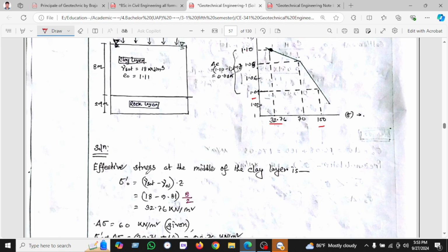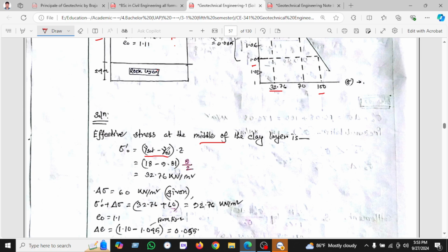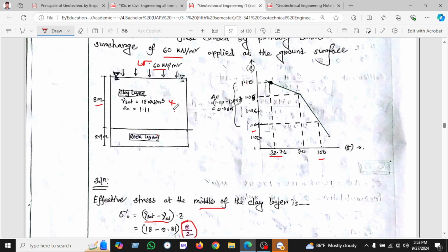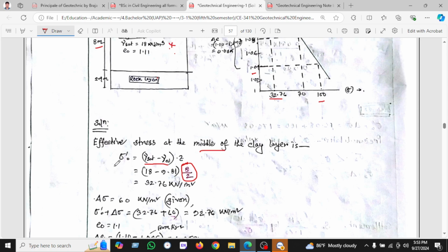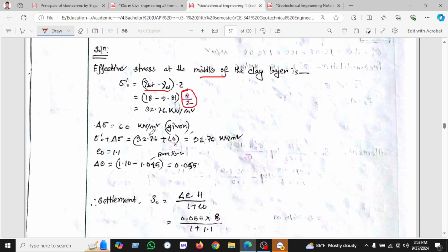Okay, let's start. The effective stress at the mid level of the clay layer. So the mid level of the clay layer, as the rock layer and the clay layer, so the midpoint will be here, 8 divided by 2. We know the basic formula is stress equal to gamma into H, and gamma will be saturated minus unit weight of water. We will use the unit weight of water, and Z will be the middle of the layer. The middle of the layer is Z. We have around here, and delta sigma is given as 100 kilonewton per meter in the question.